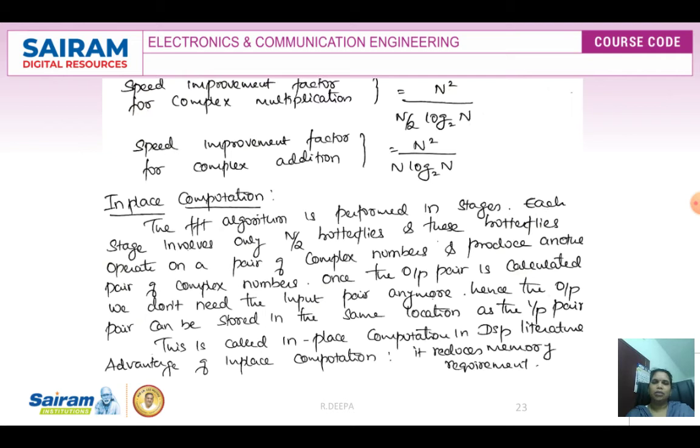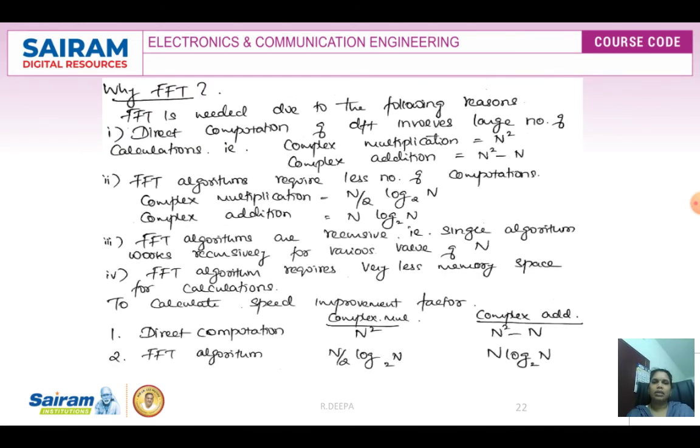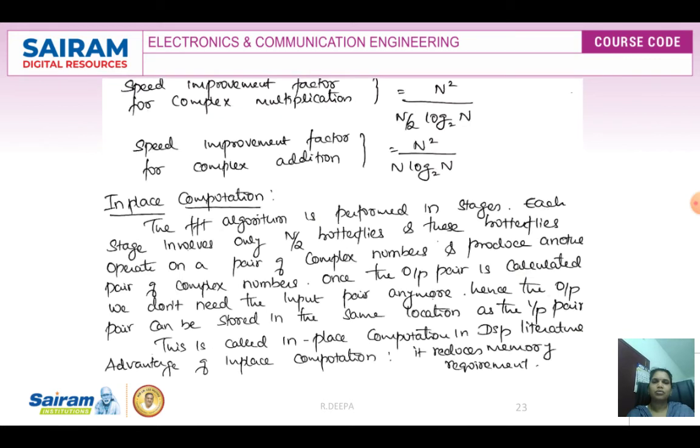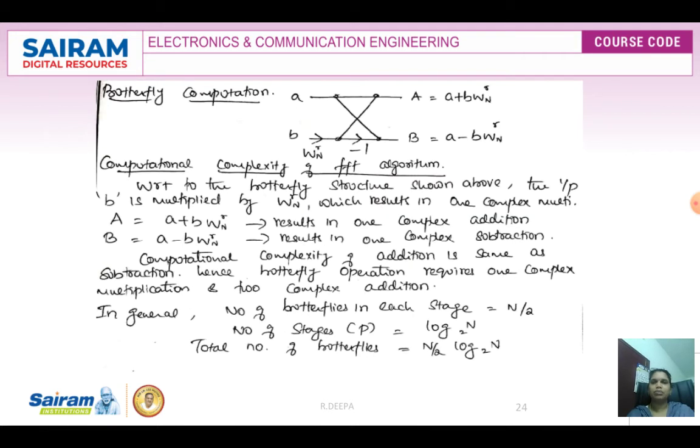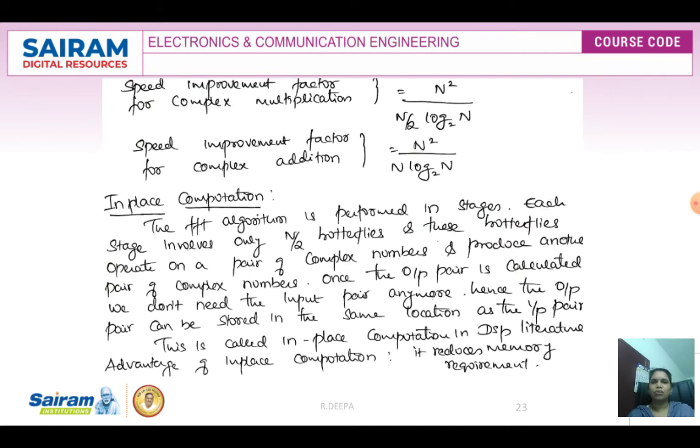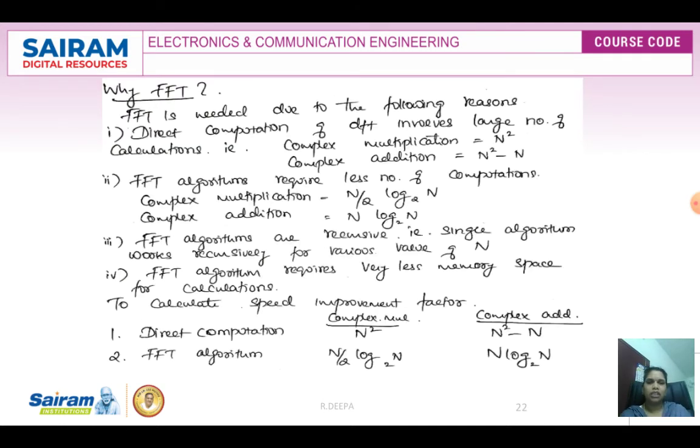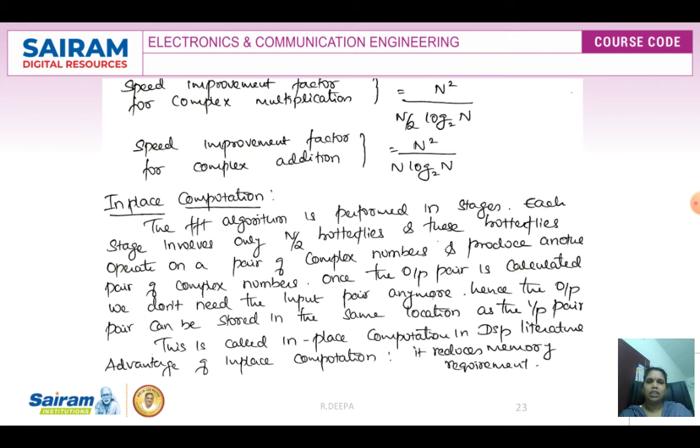The speed improvement factor for complex multiplication is, for the direct computation we saw N squared, so it is N squared divided by N by 2 log N base 2. Okay, this is the speed improvement factor for complex multiplication. Similarly, for complex addition, you take N squared divided by N log N. So these are the formulas you will be using while solving problems.